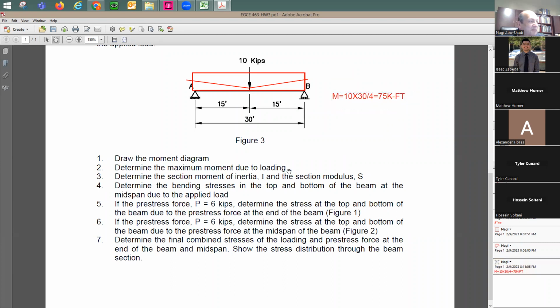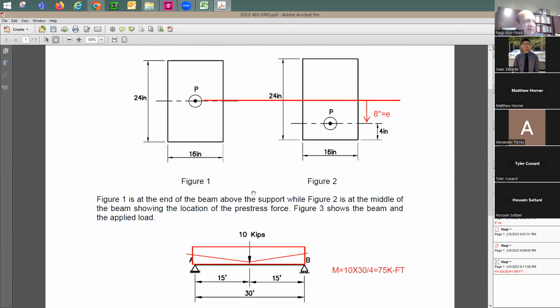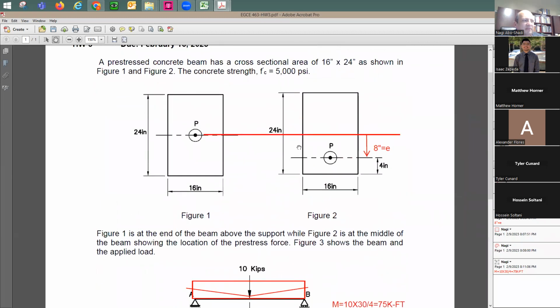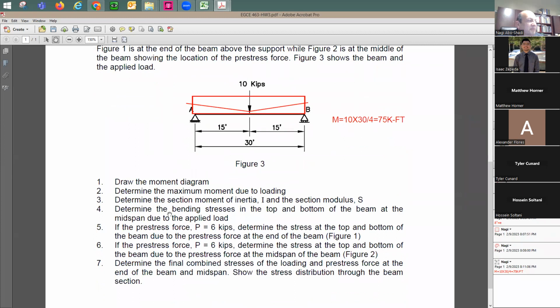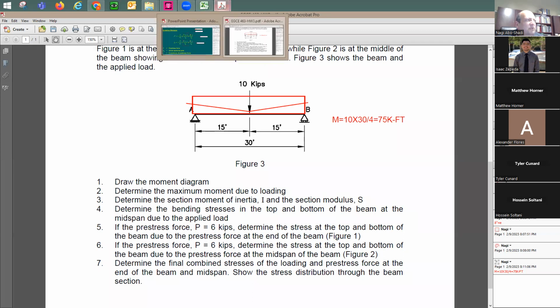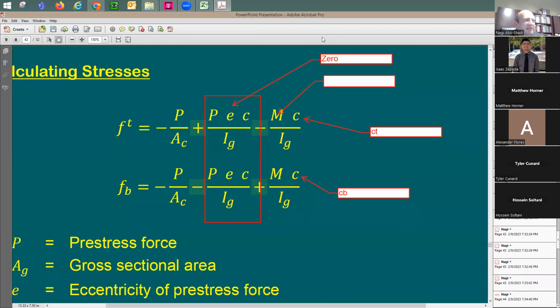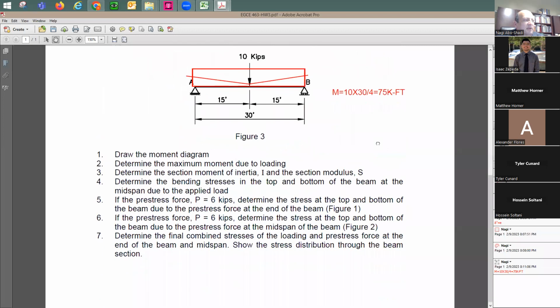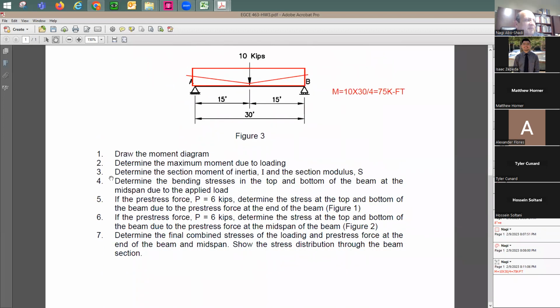So this is simple. Actually, the problem is so simple. Section moment of inertia. Yeah, this is actually simpler than the previous problem in that sense. For the section modulus, you just take I divided by c, and your c value is going to be equal to 12 inches, right? Now determine the bending stress at the top and bottom of the beam at the midspan due to the applied load. What equation would you use? I'm going to say use this, but now e has a value, right? Because I've been told a minute ago that e is equal to 8 inches. So the stress is going to be simple.